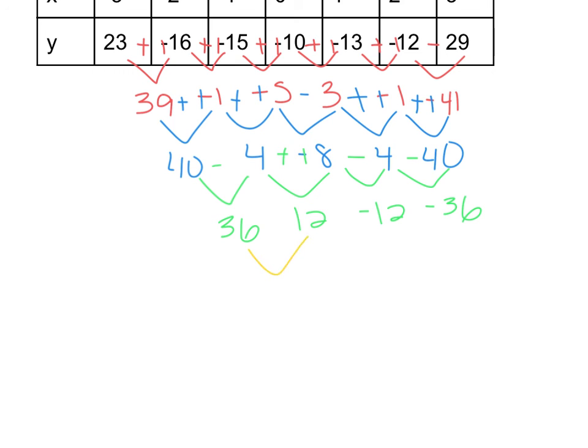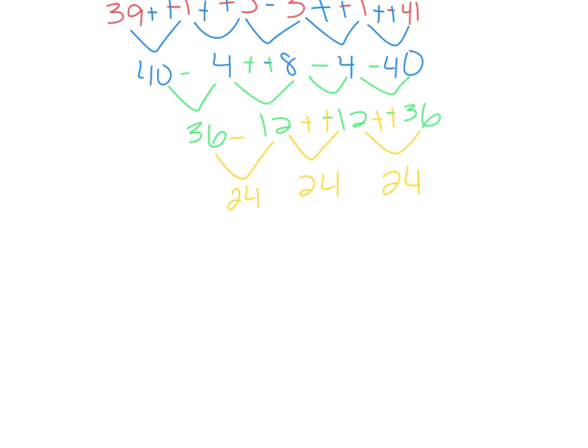Okay, so what is the difference between 36 and 12? That'd be 24. 12 plus 12 would be 24. Negative 12 plus 36 would be 24. Hey, we got it. So this would be a fourth degree polynomial, and remember that would be a quartic polynomial. And that is how you do that.